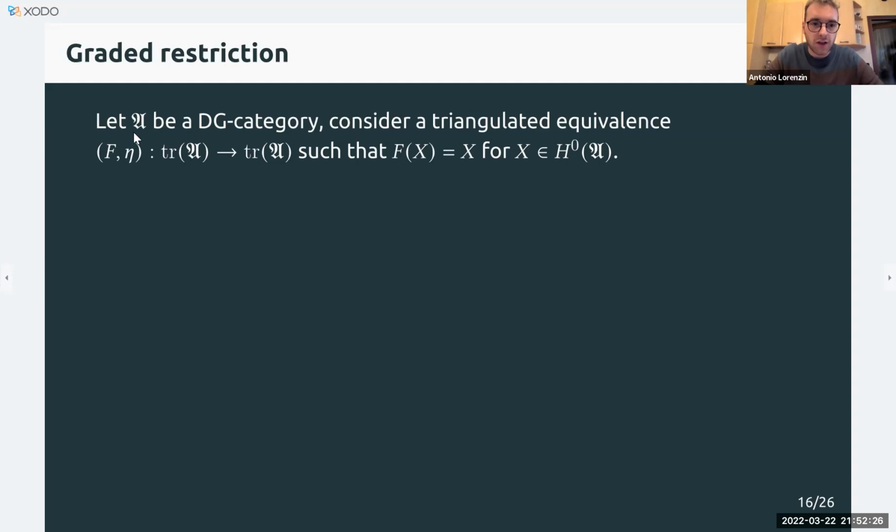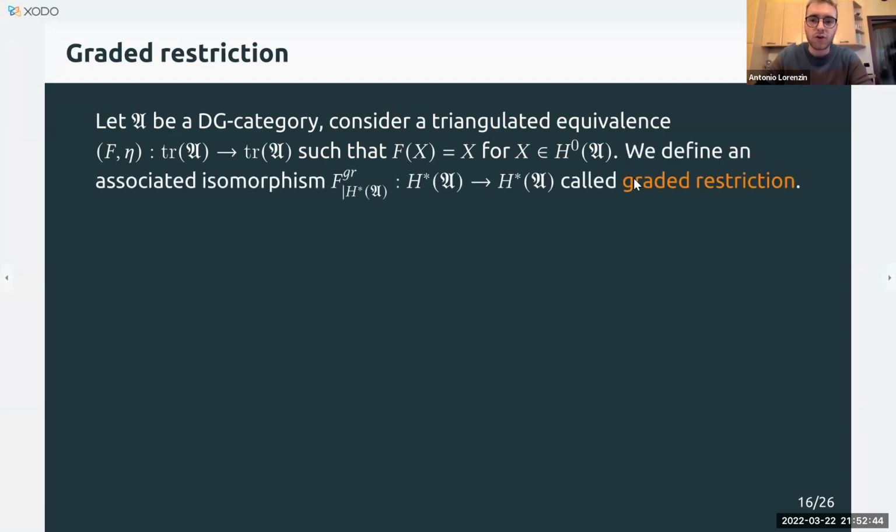Let us consider a DG category A, and then consider a triangulated equivalence, F eta, between the triangulated category associated to A. And now we fix all the objects in the homotopy category of A. What we can do is that we can define a graded restriction. It is a restriction because we are restricting only to A, and it is graded because we are considering the graded homotopy, not only H0.